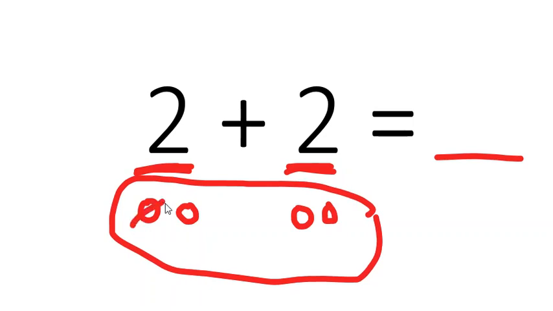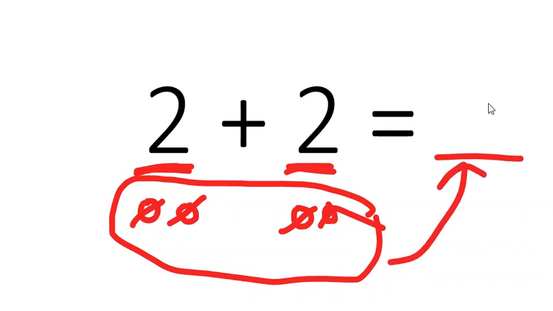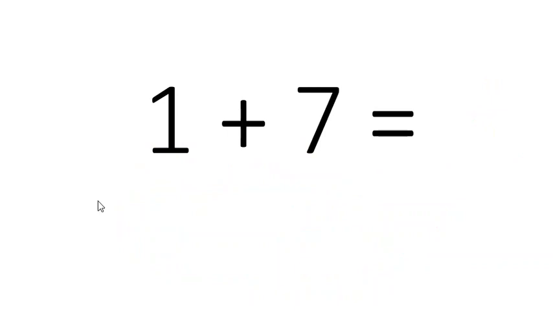So I have 1, 2, 3, 4. So my answer is going to be 4 for this problem. And this is how you write the number 4. So 2 plus 2 equals 4. And our last problem for today is 1 plus 7 equals what? We need to find the answer to this problem.